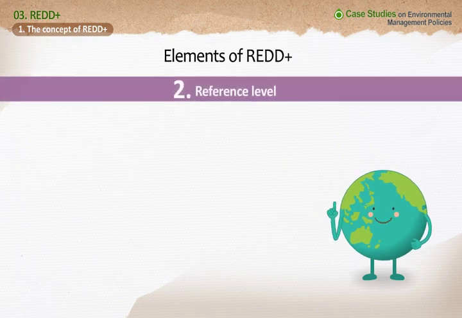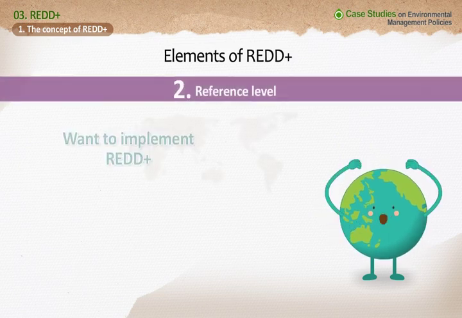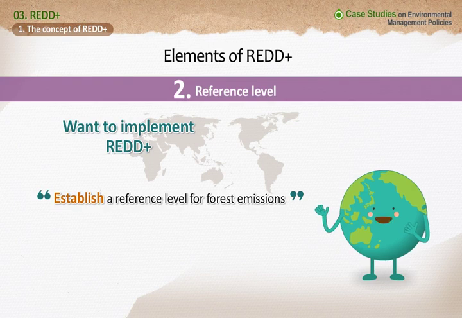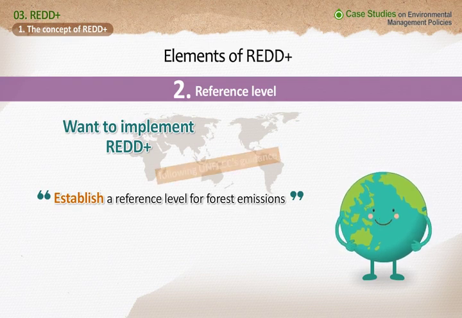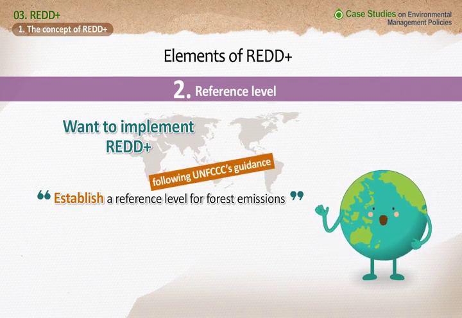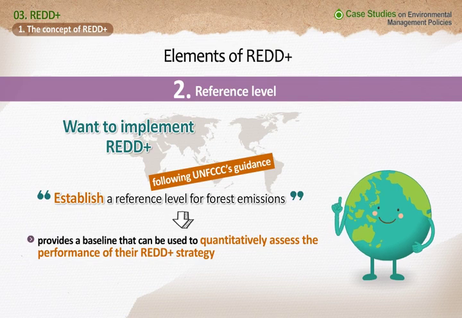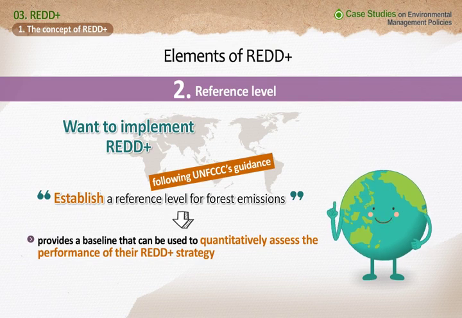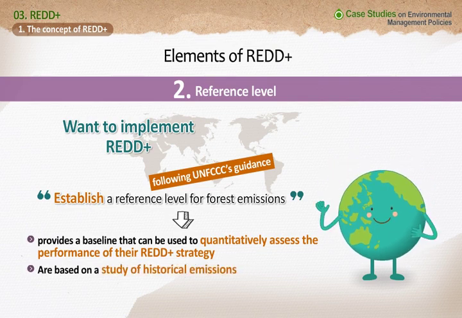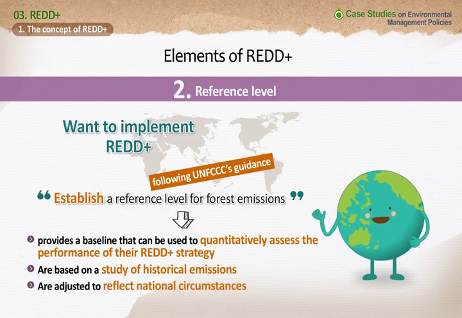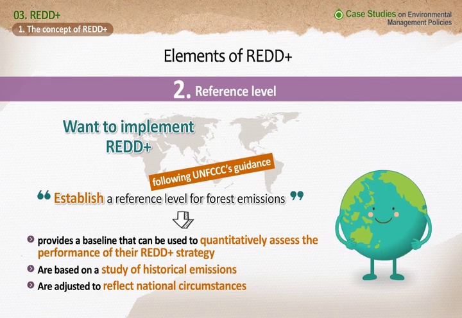The second element is the reference level. Countries must establish a reference level for their forest emissions, following guidance provided by the UNFCCC. The reference level provides a baseline that can be used to quantitatively assess the performance of their REDD+ strategy. Reference levels are based on a study of historical emissions and may be adjusted to reflect national circumstances.